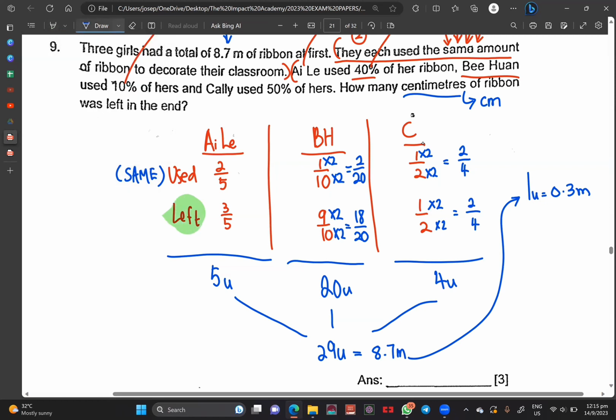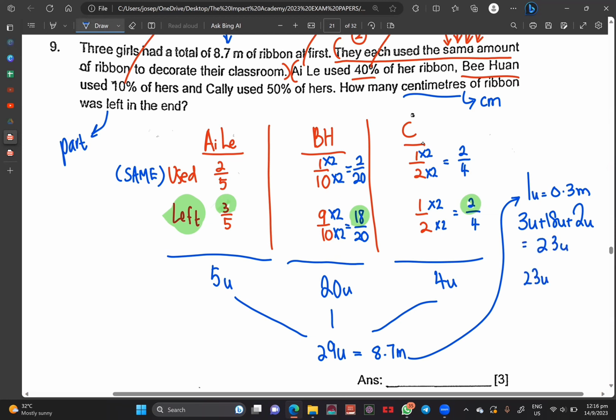So one by one, let's talk about Isla. Isla is 3 units. For Bee Huan it is 18 units, for Kaylee it is 2 units. Where did I get all of this from? Let me just highlight to you. I look at the numerator because they say left. So left is a part of it. If it is a part of it, you always look at the numerator. So we have 18, we have 3, we have 2 over here. So 18 plus 2 is already 20, 20 plus 3 gives me 23 units.